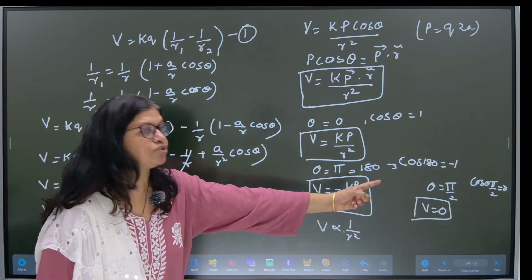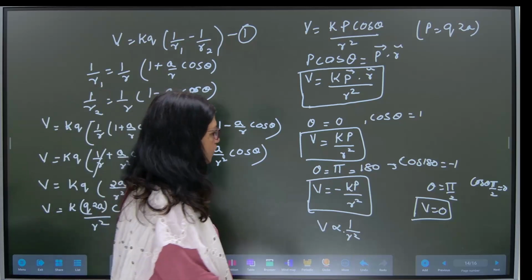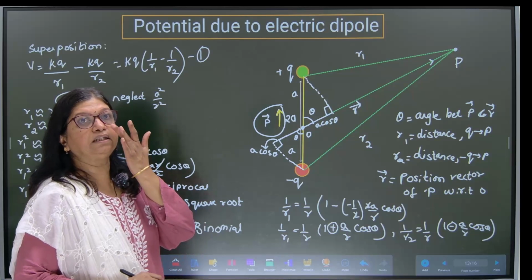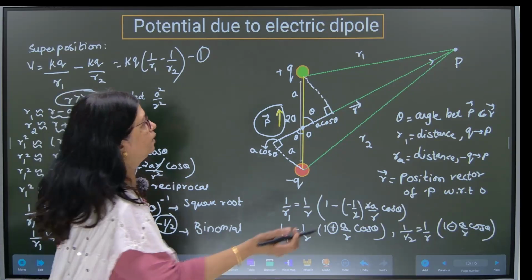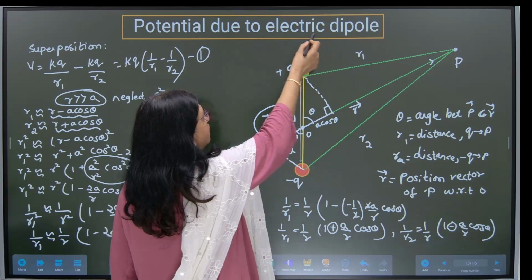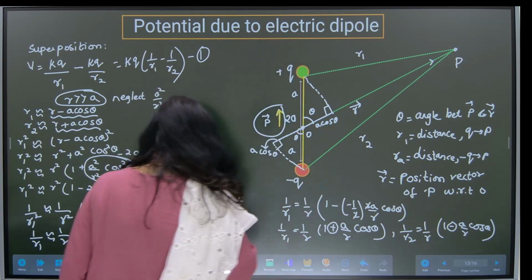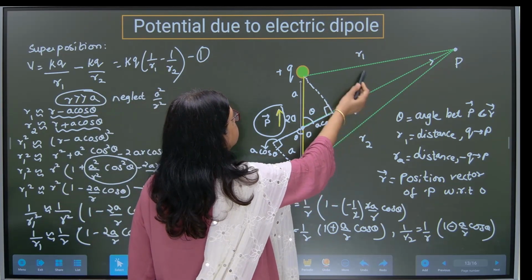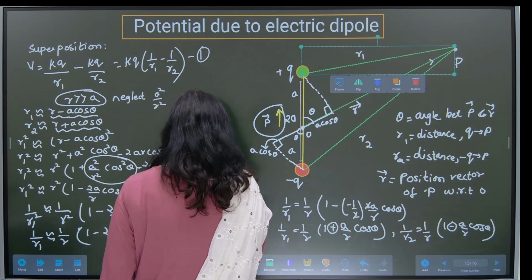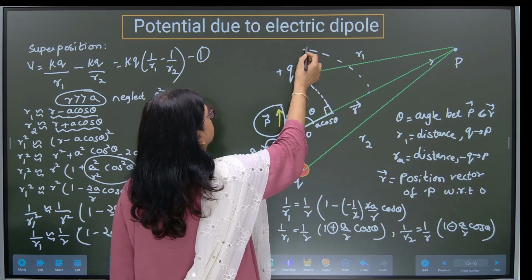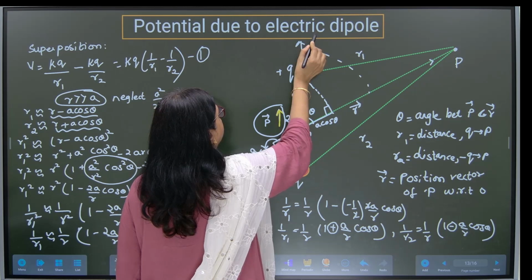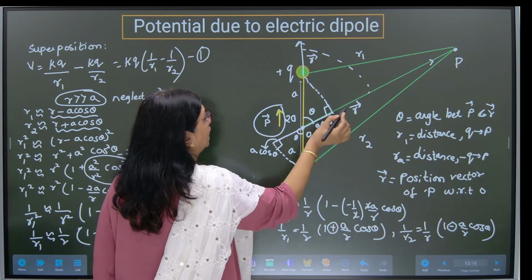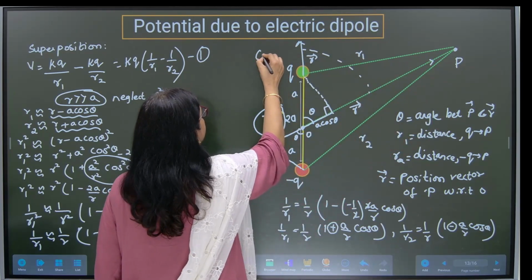Now all these three conditions I will show you in the diagram. So we go back to the diagram. I said theta is equal to 0. What does it mean? That this vector is taken upwards. So for theta is equal to 0, this vector r is taken upwards, so that r becomes aligned here, r arrow. So the angle theta between p arrow and r arrow is equal to 0.